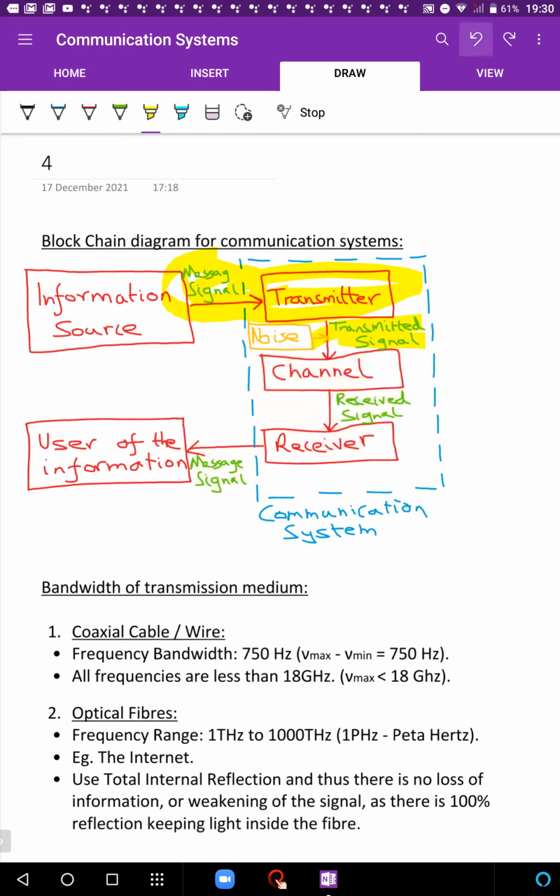And what is inevitable is noise. So noise can really come in at any stage. Okay, during this transition, you can have noise come in. Okay, now this is the bandwidth allocated for different transmission media. So we're going to look at channels right now. There are three types of channels. The first one is the wire या coaxial cable.